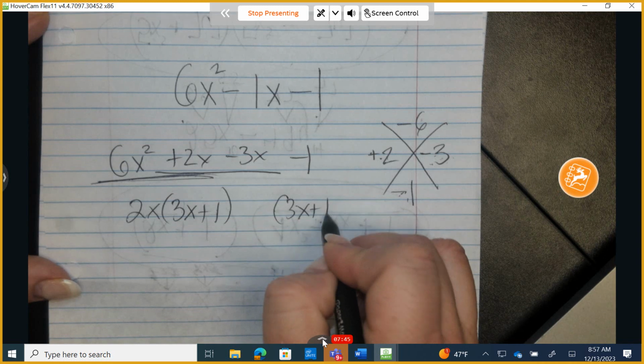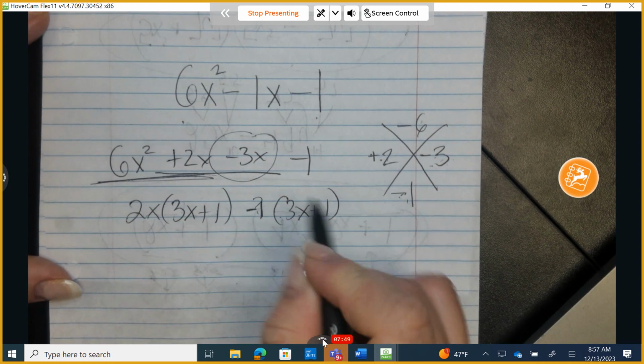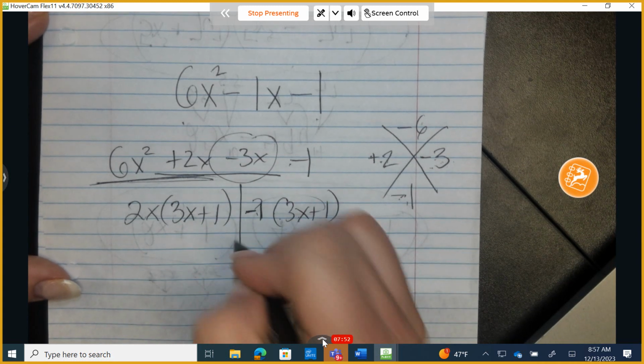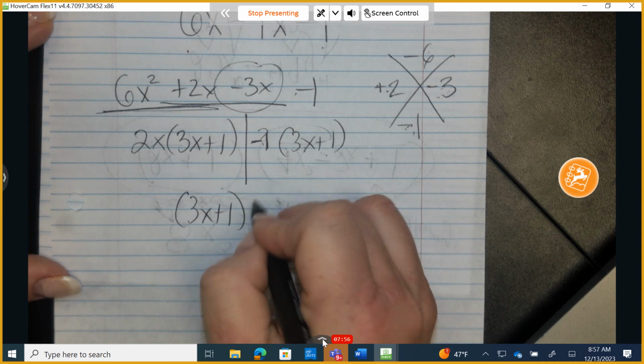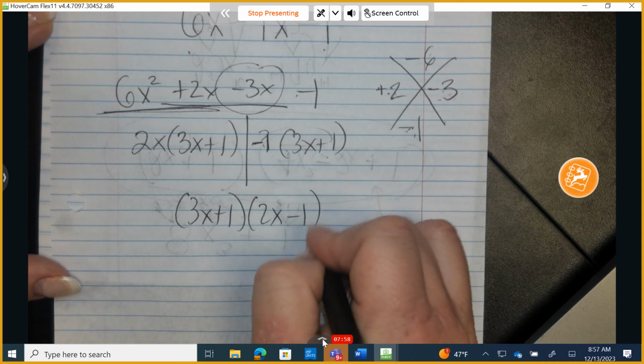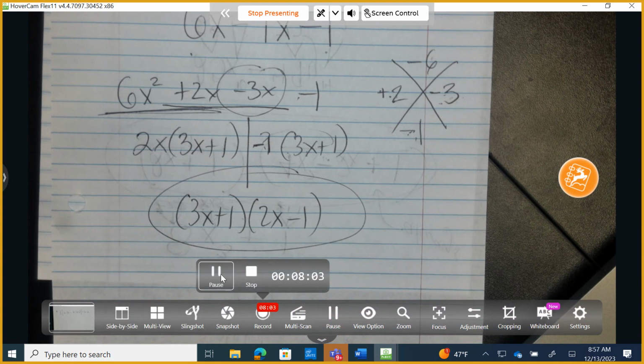I copy down 3x plus 1. What times 3x is a negative 3x? I get negative 1. And negative 1 times 1 is negative 1. Now, they both contain a 3x plus 1, and from the first part is a 2x, and from the back is a negative 1. This will be my final factored expression.